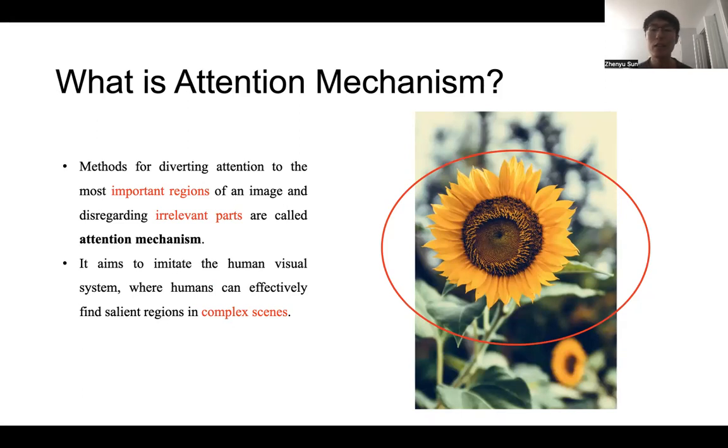So by focusing on this part of the image, you will know almost all the information of that image, right? Similarly, the attention mechanism aims to mimic this kind of property of the human visual system by focusing on the most important regions of the image.